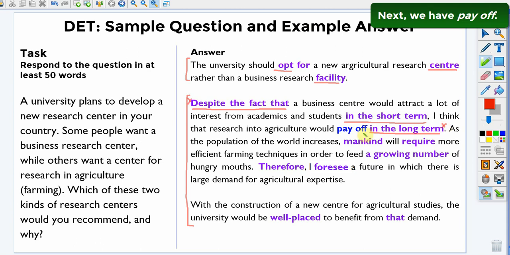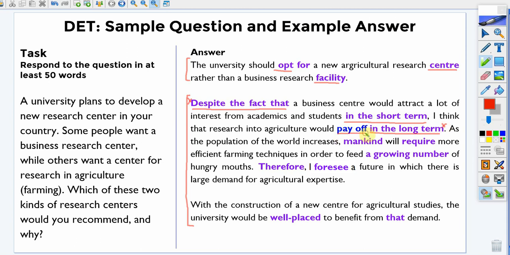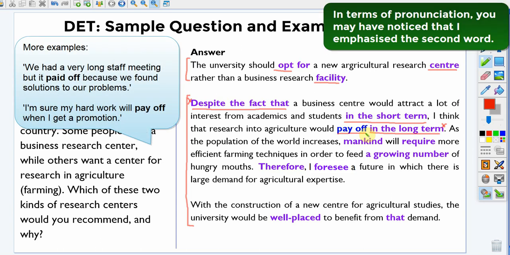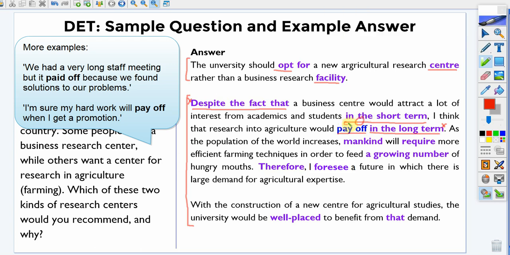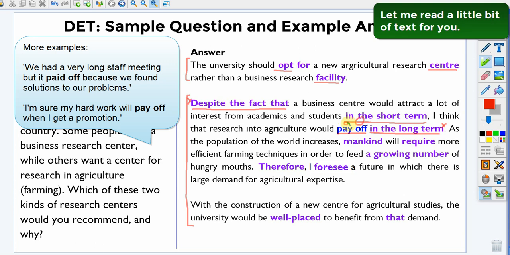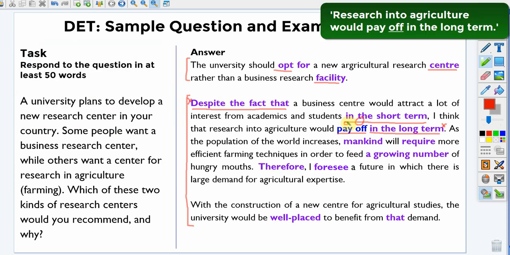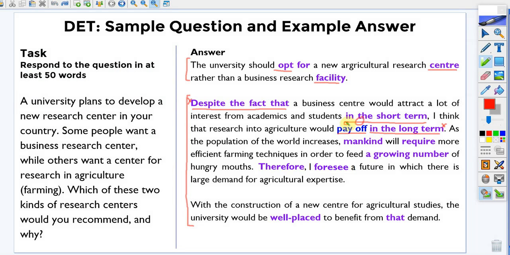Next, we have pay off. This phrasal verb means bring success or bring good results. In terms of pronunciation, you may have noticed that I emphasized the second word. Let me read a little bit of text for you. Research into agriculture would pay off in the long term.